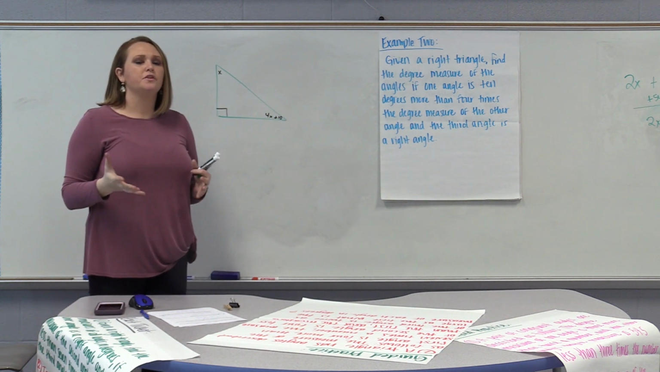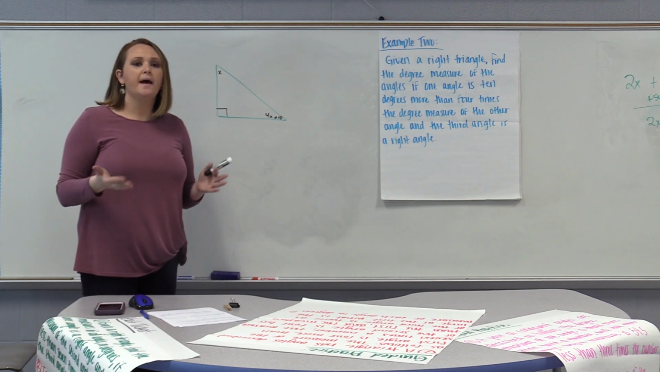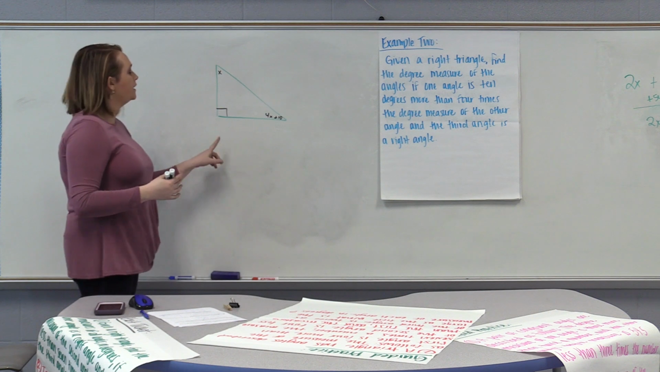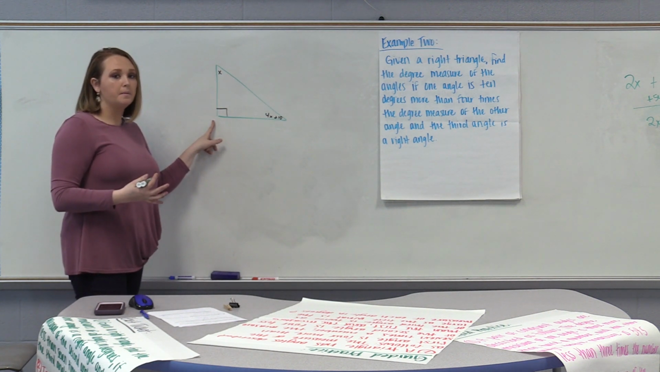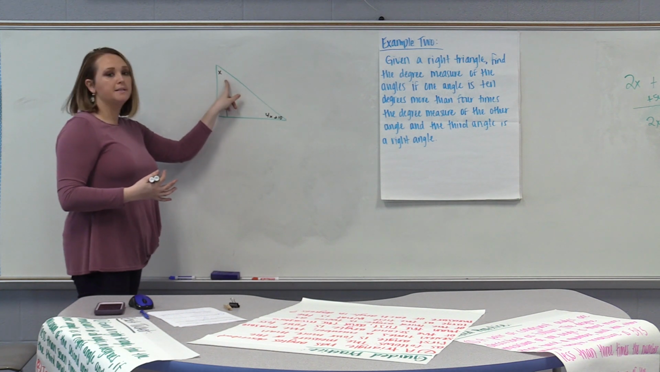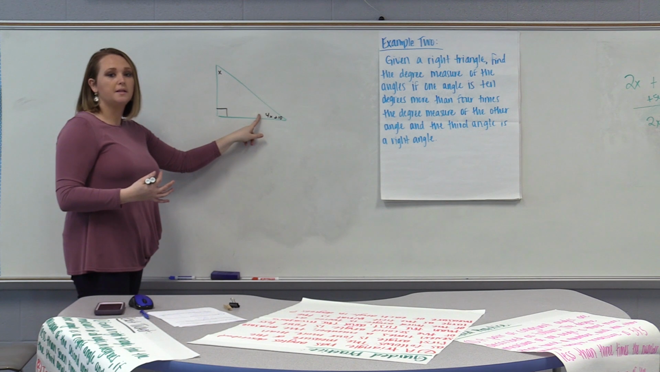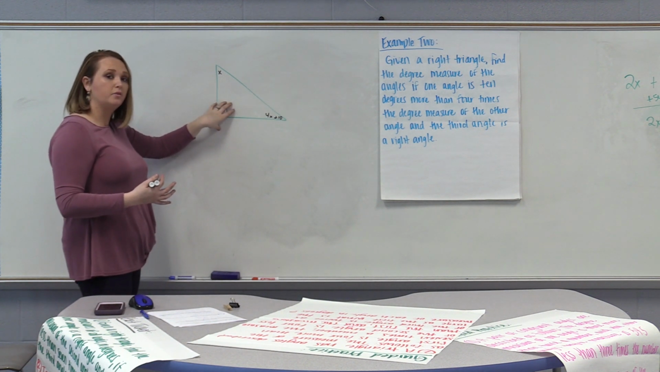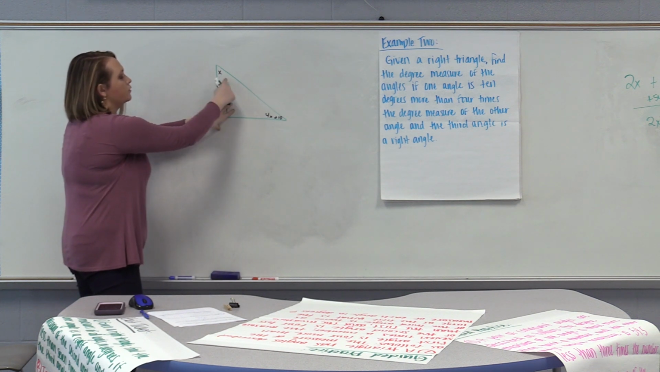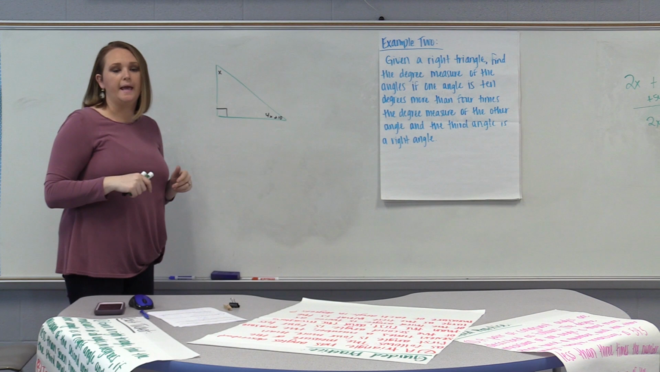What is the equation that represents this situation? Well, since we have a right triangle, we already know that one angle is 90 degrees, which means that the sum of the other two angles is 90 degrees, because I know that all three of these angles must equal 180. So if this angle is 90, then these two angles together must also equal 90 to get a total of 180.